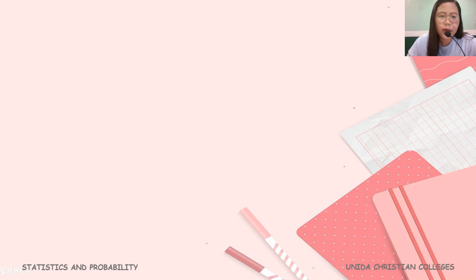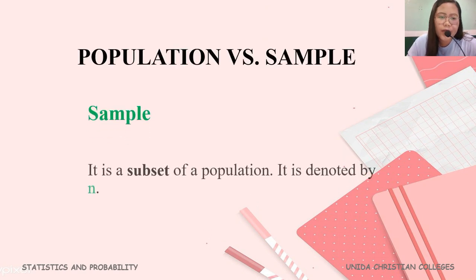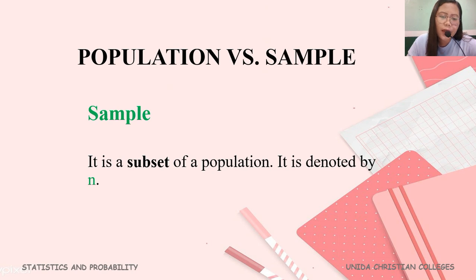Okay, next. How about sample? So, when we say sample, it is a subset of a population. O pag sinabing subset, parte siya ng population. Ibig sabihin, siya na yung napili mo. Siya na yung pinili natin sa population. Sila na yung na-select, sila na yung mga nakuha natin out doon sa napakaraming population. And it is denoted by small letter N.